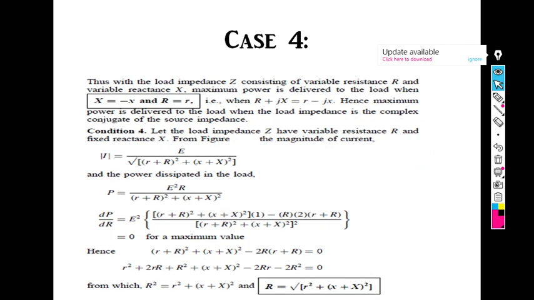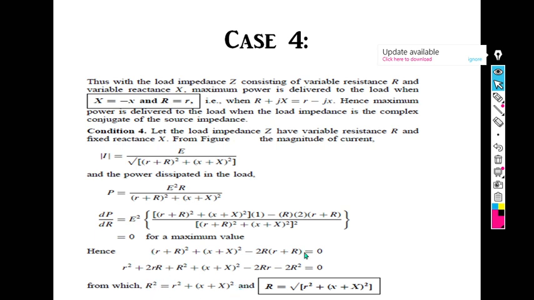Now case 4. Here the load impedance Z consists of variable resistance R, variable reactance already we mentioned, that is the third case, but the fourth case is variable resistance R but fixed reactance. Now we cannot vary the reactance. So how can we find it out? The same way, dP by dR is equal to 0. Now we cannot vary the x, so we have to find it out.